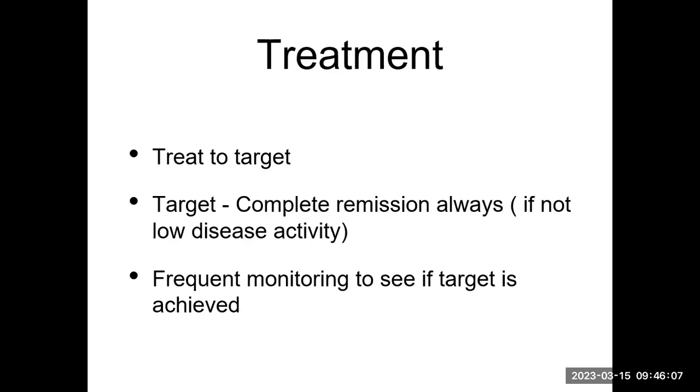Right. So we know we have to pick them early to treat them early. Just commencing treatment is not enough. We have to escalate them as quickly as possible to reach the target. So we are treating to a target. We are not just giving the medication. So what is our target? Target is complete remission always. And when it is not possible with all available medications, we try low disease activity. This is what our target is. And then only you can reach the drug-free remission, not just by starting a disease-modifying agent. And frequent monitoring is needed to see if the target is achieved and the patient is maintained in that particular target.